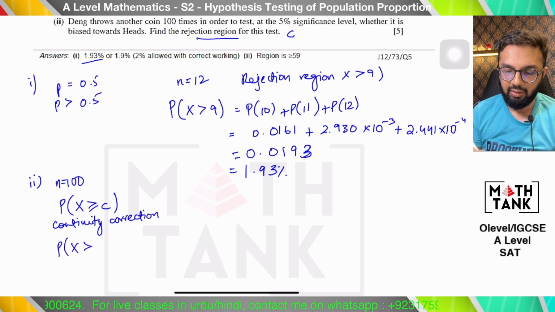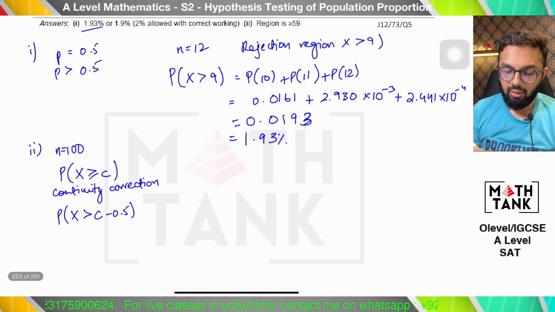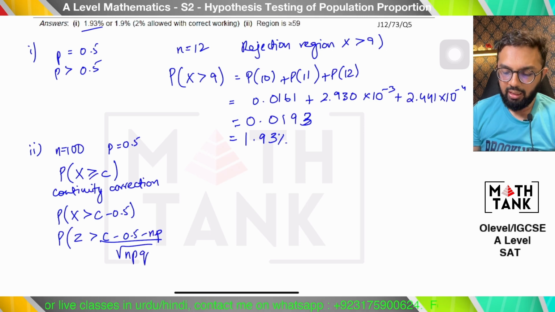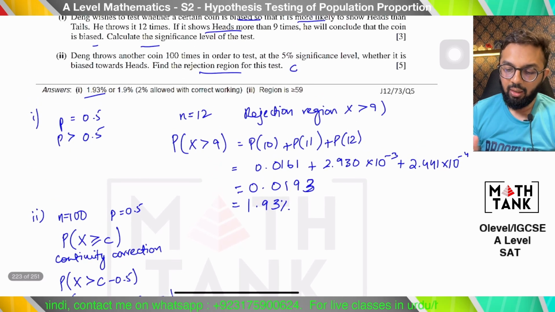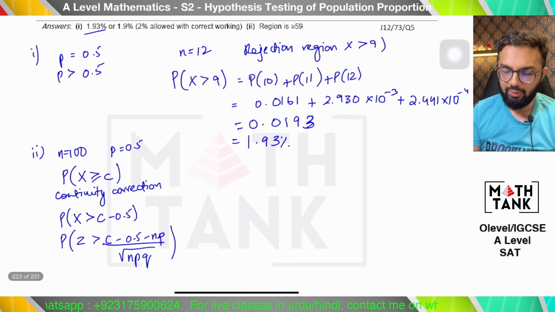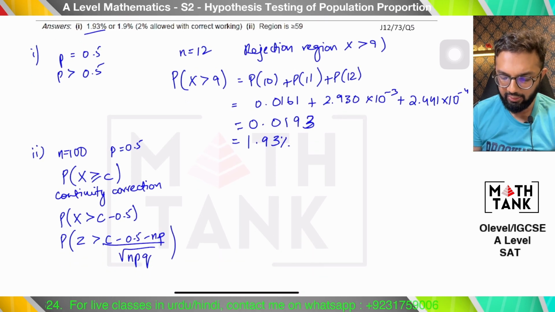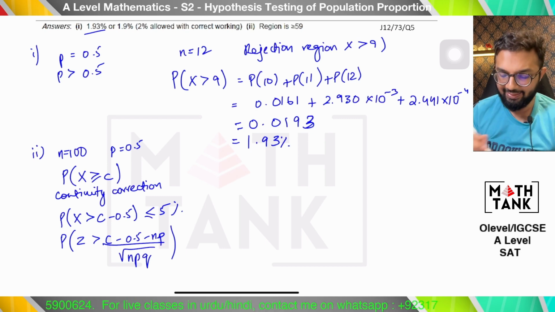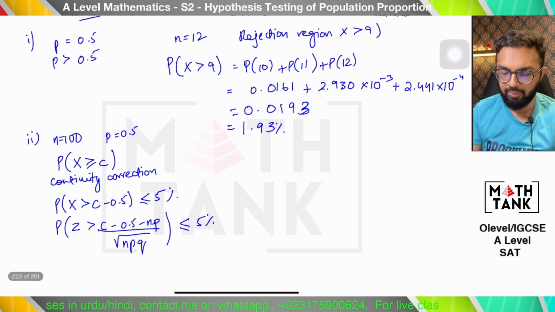So continuity correction gives me x is greater than c minus 0.5. And I'm converting this to a z, so I'm going to say x minus np divided by root of npq. What I want is for this to be in the critical region, so I know that my probability should be less than or equals to 5%. That is what I want from my critical region, that it should be less than the significance level. That is how a binomial works.